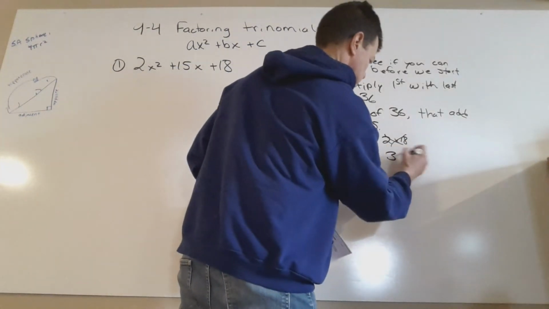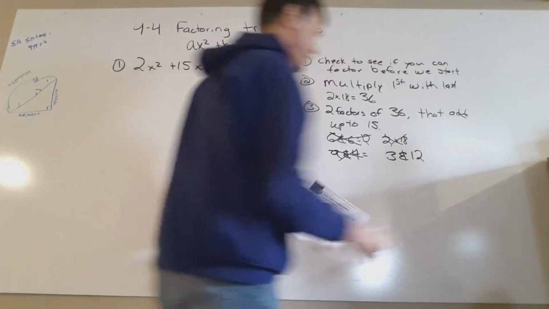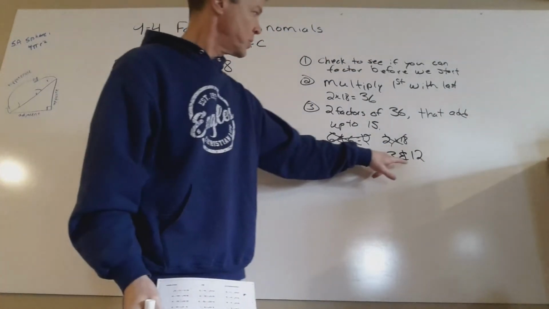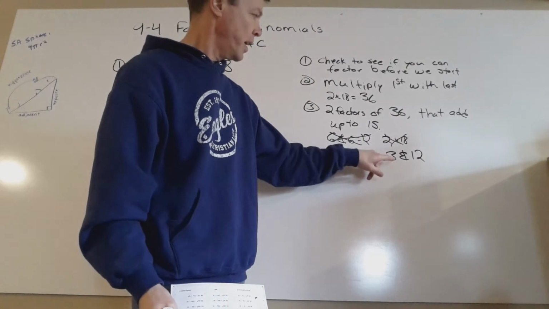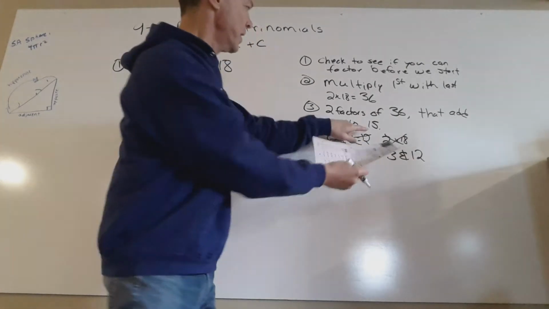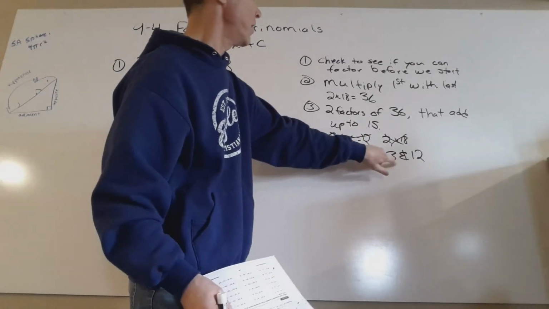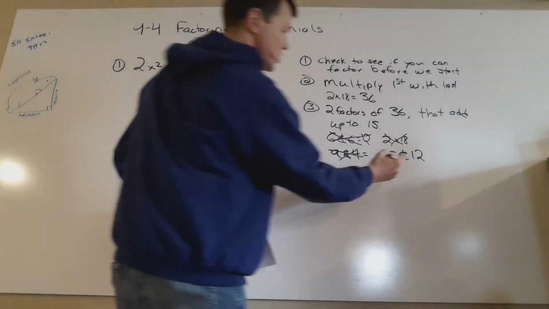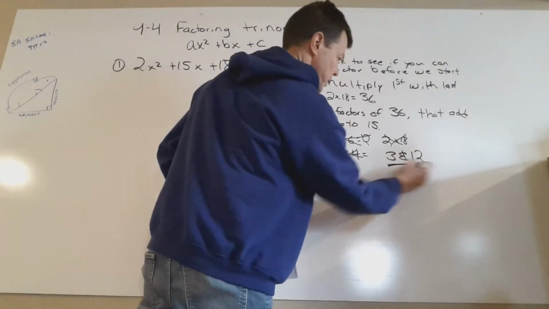How about 3 and 12? 3 times 12 is 36, and 3 plus 12 is 15. So these are the factors we are going to use. We are going to use 3 and 12.